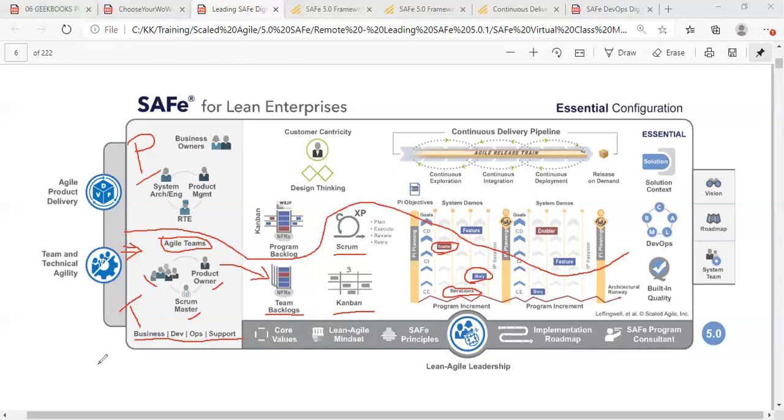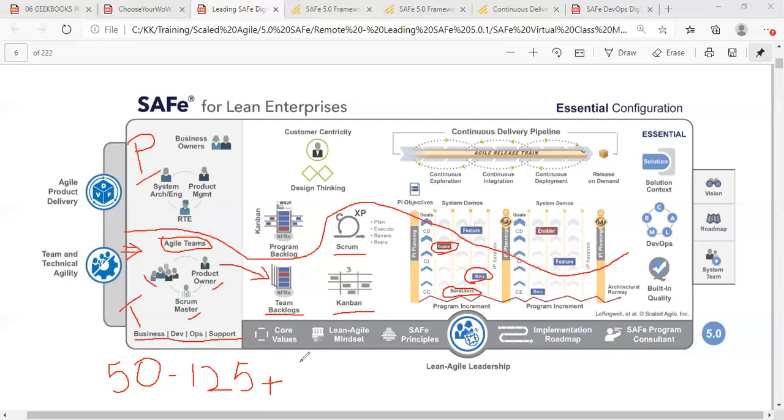Even though SAFe recommends a number for you to scale, it's up to the company to decide when you want to scale up. So as SAFe recommends, if the program has around 50 to 125 plus people working together to deliver value on the same product, right? That's when you know it's time to scale.